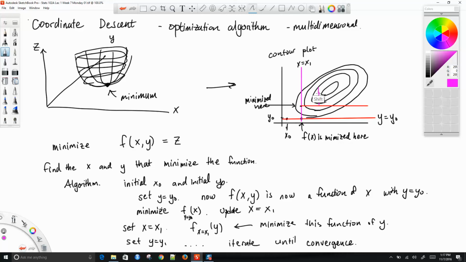one coordinate at a time, until at some point you end up here. And so on this kind of thing, you're going to end up with this stair-step pattern to get to the minimum point there.